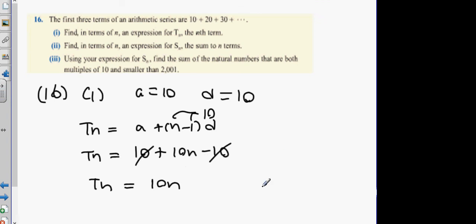So when n equals 1, the answer is 10. When n equals 2, the answer is 20. And when n equals 3, the answer is 30. It checks out. Next one is S of n.